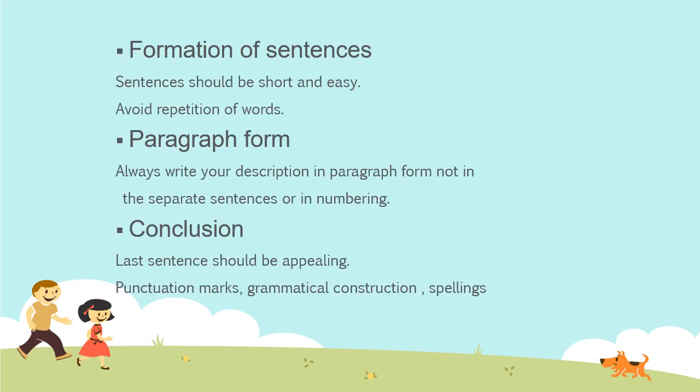Okay, the next one is formation of sentences. Students, whenever you write a picture description, your sentences should be short and easy and avoid repetition of words. Next is paragraph form. Always write your description in paragraph form, not in separate sentences or in numbering. The next one is conclusion. At the end, when you conclude your picture description, your last sentence should be appealing. Students, you should check your punctuation marks, your grammatical constructions, and your spellings.